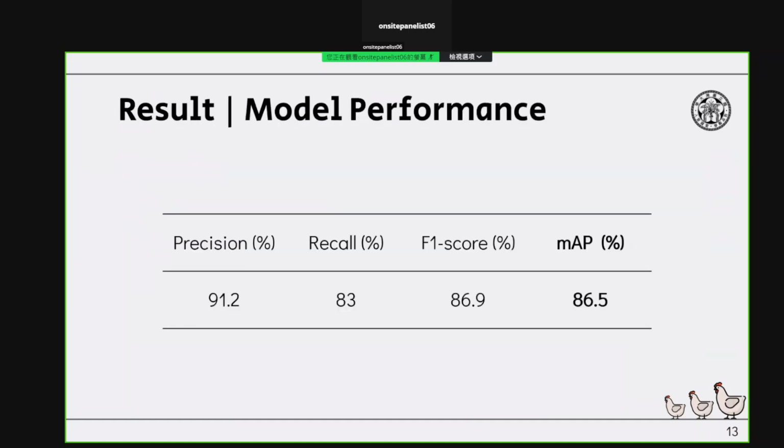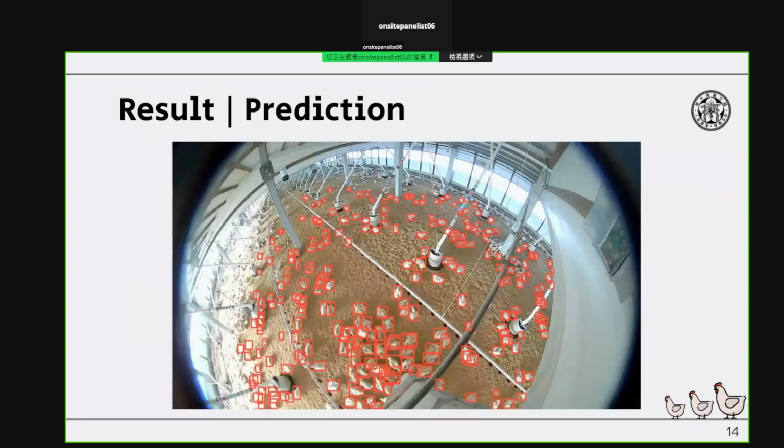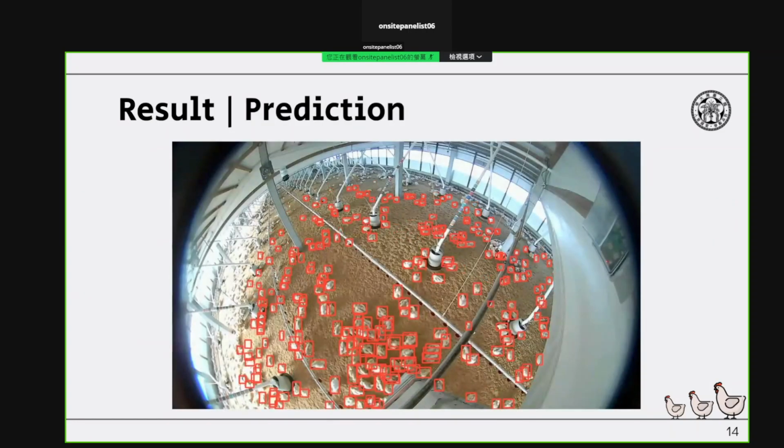And here is my YOLOv5 model performance. I got 86.5% mean average precision, 83% recall, and 91.2% precision. And this is the video that the model predicted.